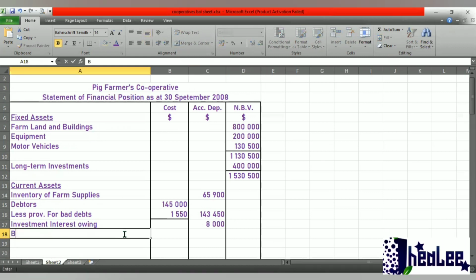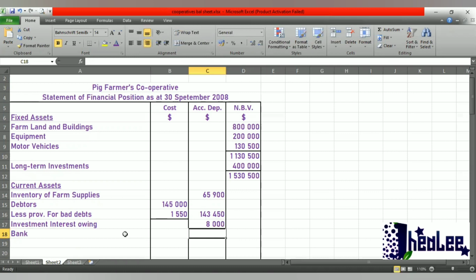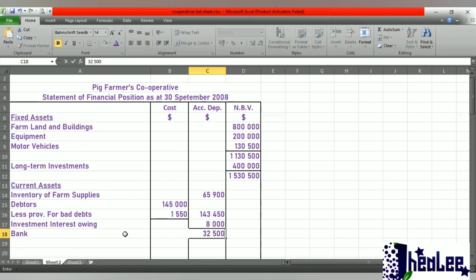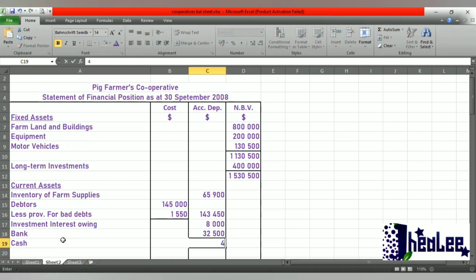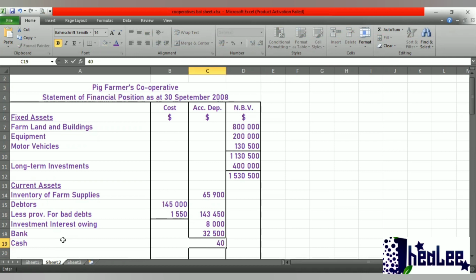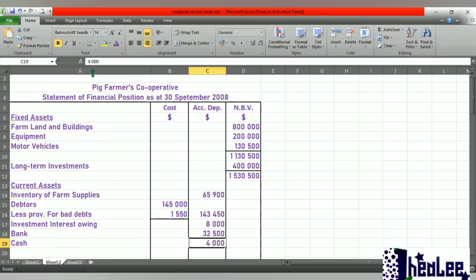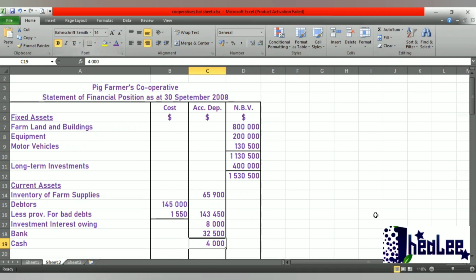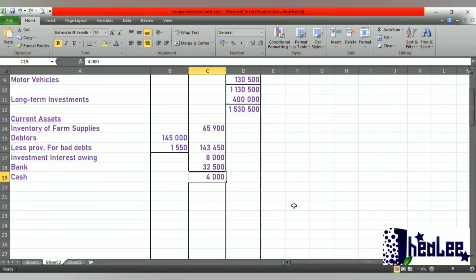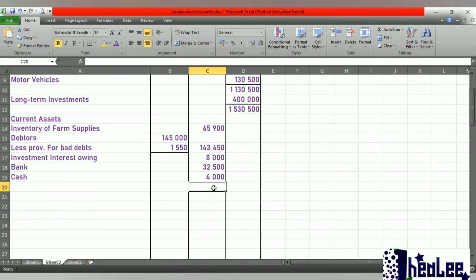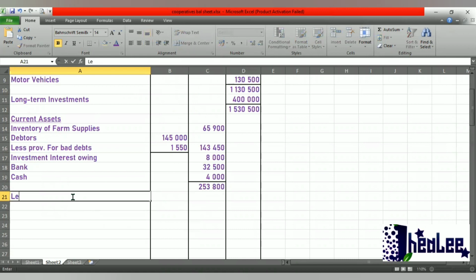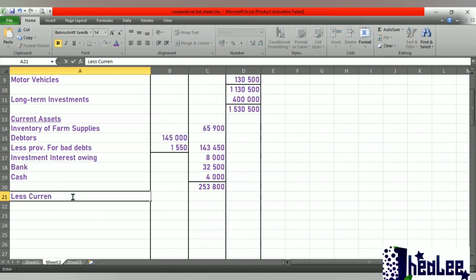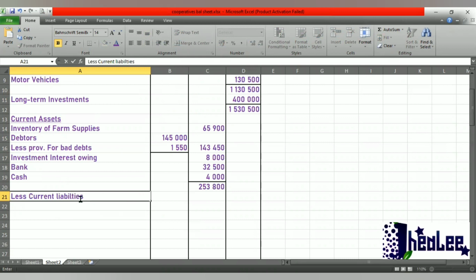Our next current asset is bank, and the value for the bank there is $32,500, and we have cash of $4,000. Now we're going to add up all our current assets, and that gives us a total of $253,800. Our next step is to less our current liabilities, because we'll be ascertaining our working capital there.